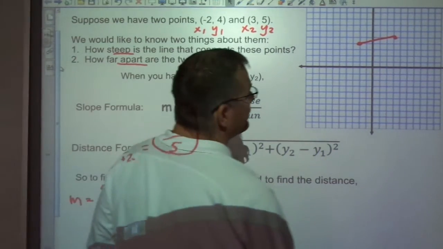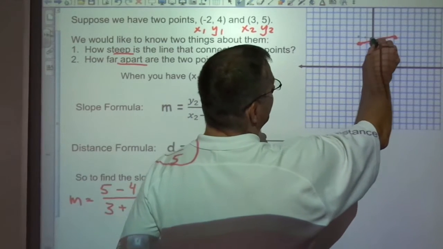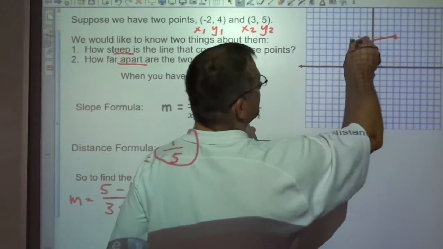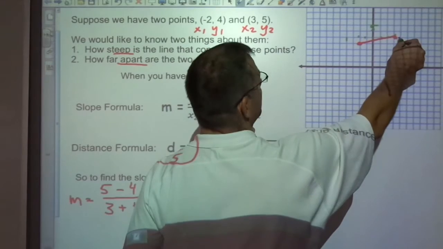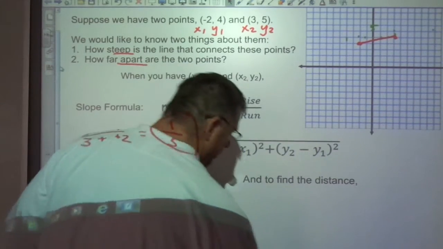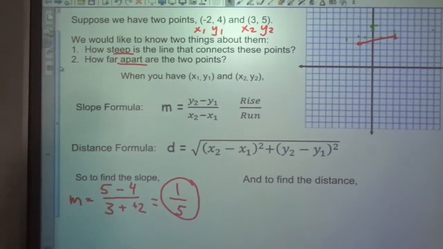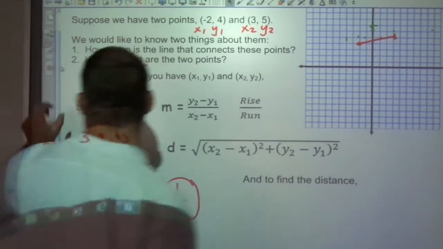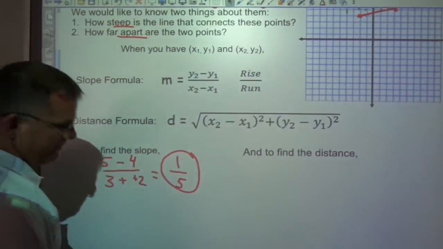You can actually count this on here. It's going up 1 and over 5. So up 1 over 5. If it were to keep going, it would go up 1 over 5 also. That's the slope. Now the distance, how far apart are those 2 points? We can do in the same manner.